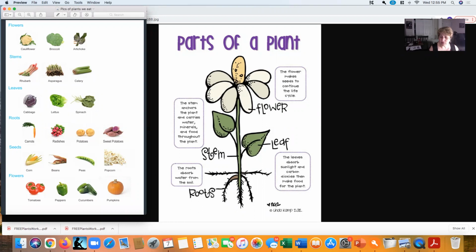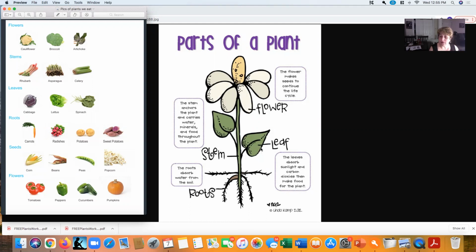Today we are going to continue learning about plants. So first, let's just look at the screen here and review what we already know about the parts of a plant. Most plants have 4 or 5 basic parts. Remember, the roots are on the bottom, and the roots absorb the water from the soil so that the water could go up to the rest of the plant. Then from the roots, we have the stem. The stem anchors the plant and carries the water and the minerals and the food throughout the plant so the whole plant could get water and food.